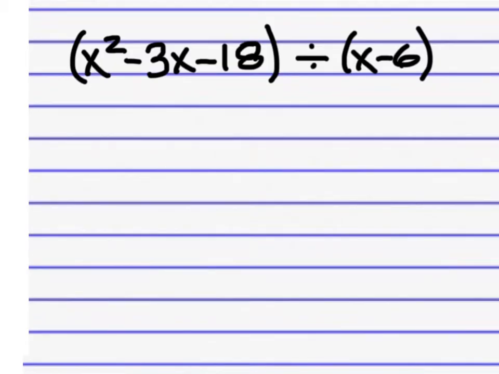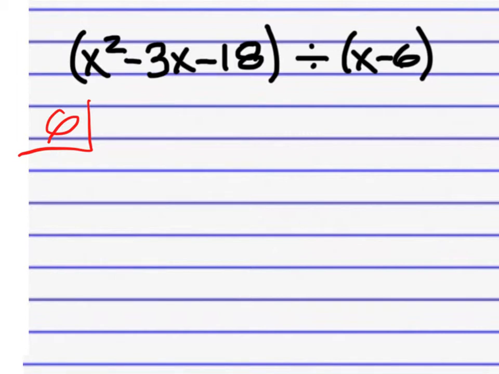x squared minus 3x minus 18. You will divide that polynomial by x minus 6. Look at the x minus 6. You have a minus 6. That means you're going to use positive 6. Put a bracket, a reversed L-shaped bracket.